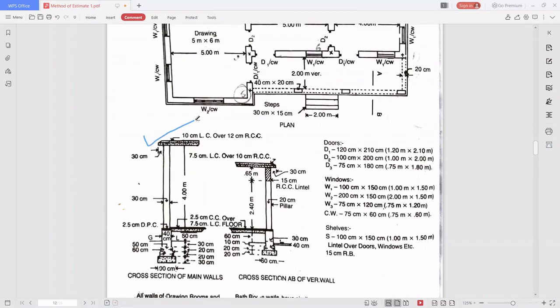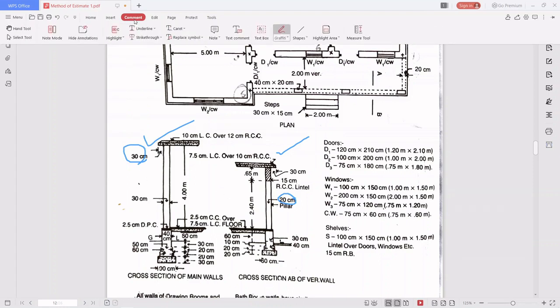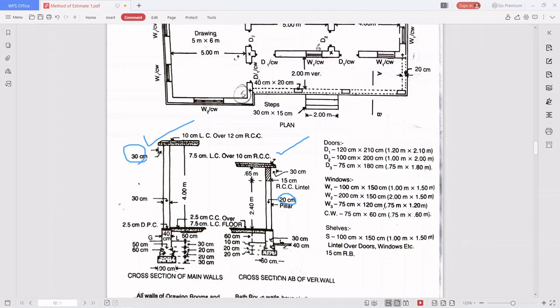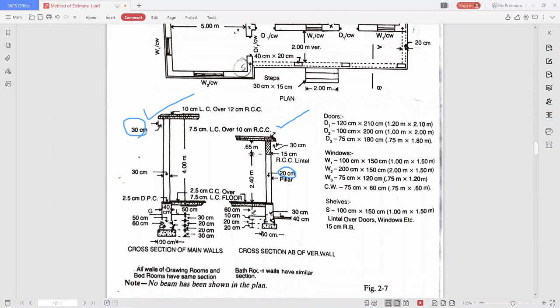See, this is the cross section for the 30 centimeter wall. Okay, and this is the cross section for the 20 centimeter wall. The cross section of this veranda wall, and here they have taken the cross section of the main walls. Main walls, in the sense, is the wall of 30 centimeter. And the veranda wall is of 20 centimeter. Fine, and the level of foundation.